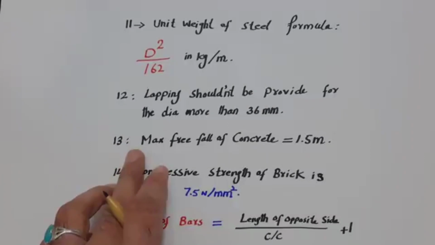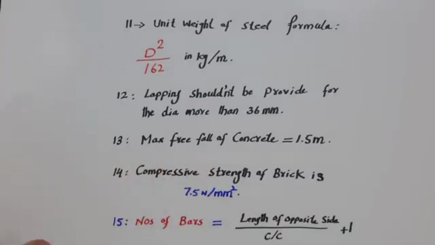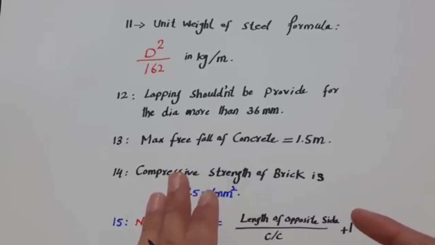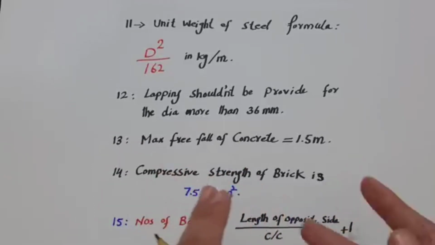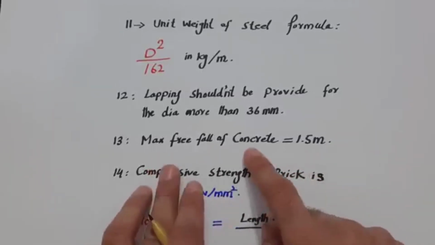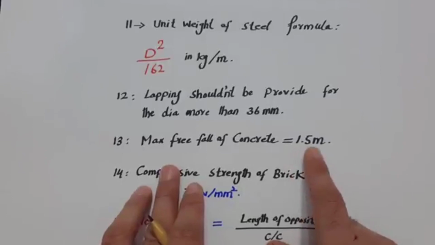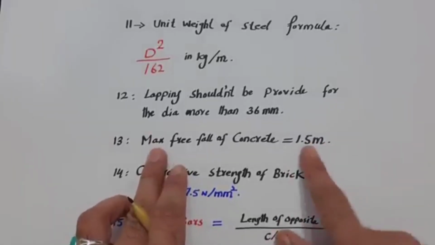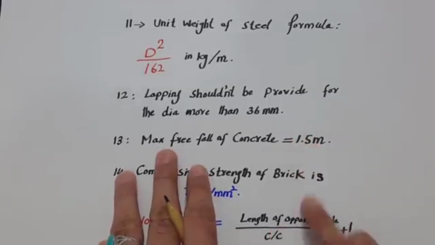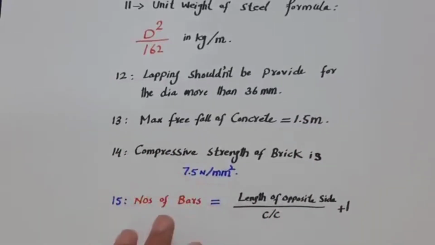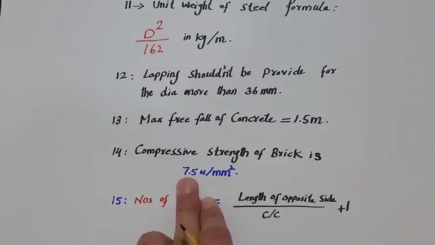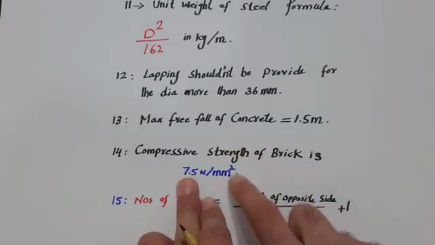Guys, the 13th one is max free fall of concrete. When we are pouring concrete in a slab or in any RCC member, the concrete height should not be more than 1.5 meters. So max free fall should not be more than 1.5 meter. Otherwise it will cause bleeding, segregation, etc., and you will face problems. Therefore, remember this point.